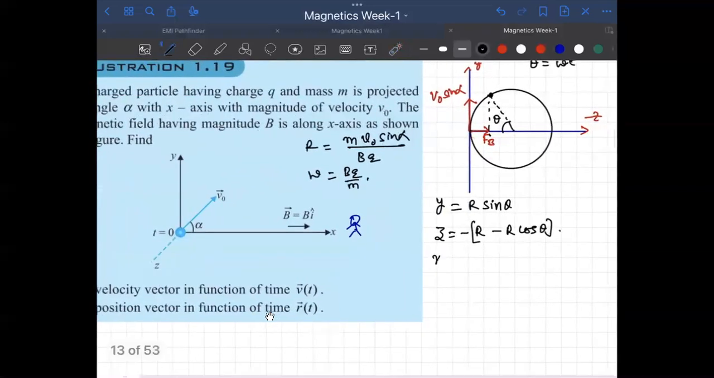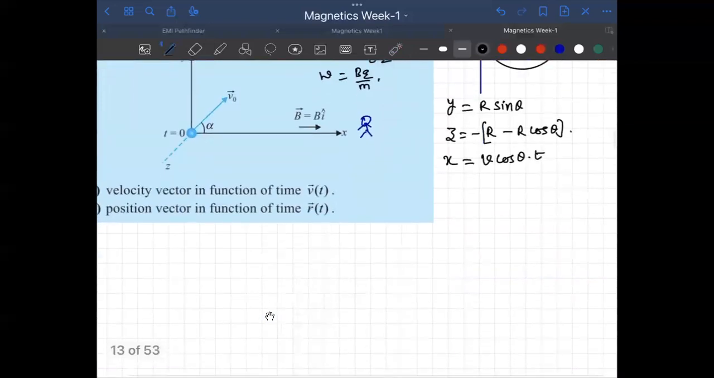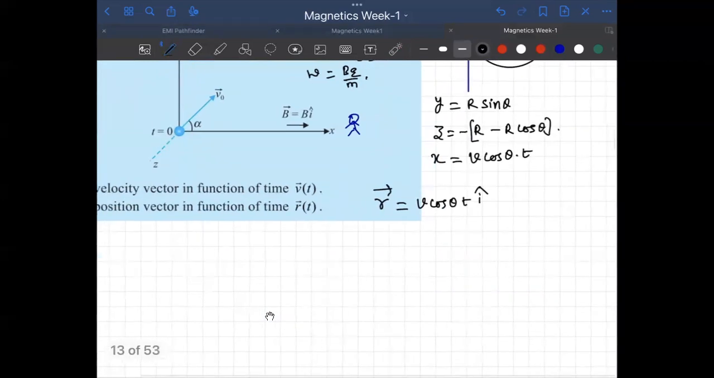Now what about x? Constant speed along the direction of the magnetic field: V cos theta into t. So I have given the x coordinate, the y coordinate, and the z coordinate. Now if you ask me the position vector at any time, here it is: V cos theta into t i cap plus r sin theta j cap minus r times (1 minus cos theta) k cap.